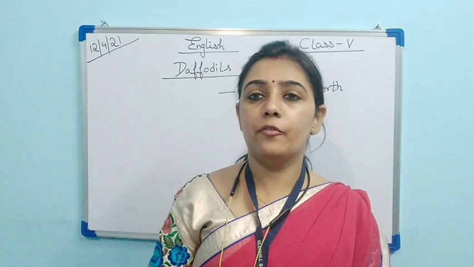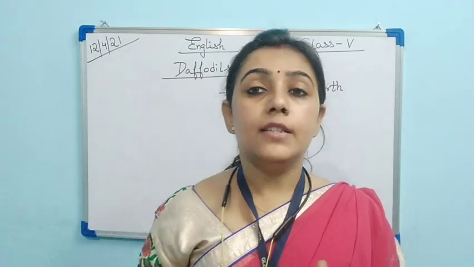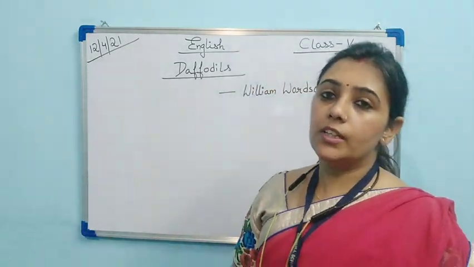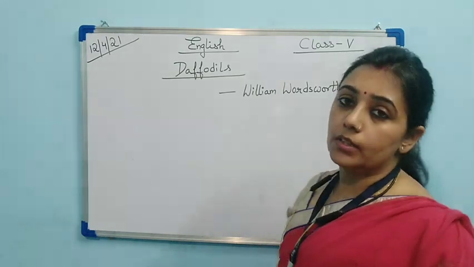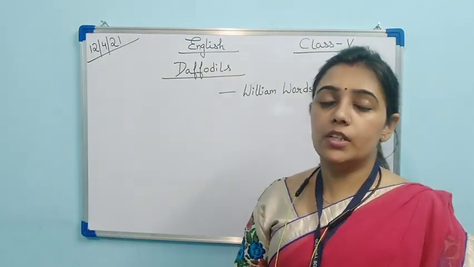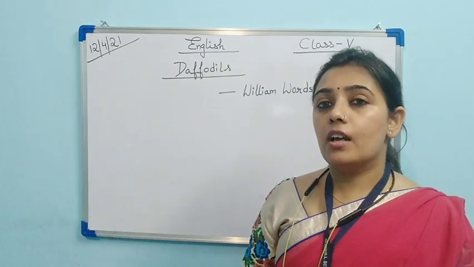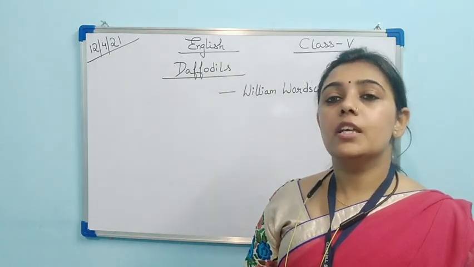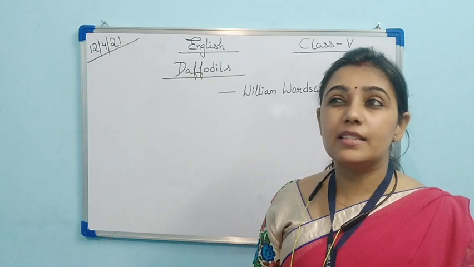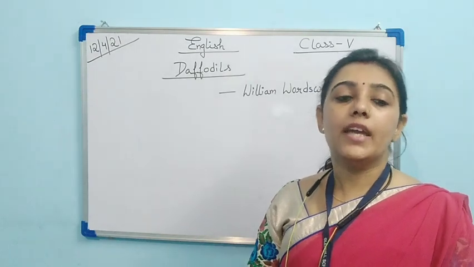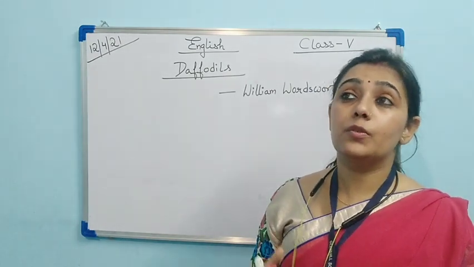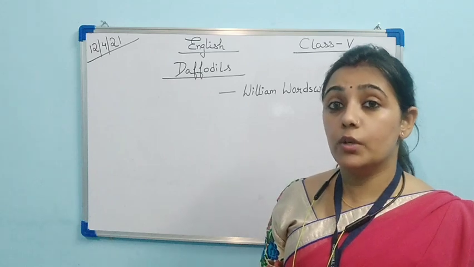Students, I hope you have read the poem with me. Daffodils is a poem which is written by William Wordsworth. And you know who was William Wordsworth? William Wordsworth was a nature-loving poet. That means he used to write poems basically on nature. Okay, he used to love nature and he used to spend time in nature only.